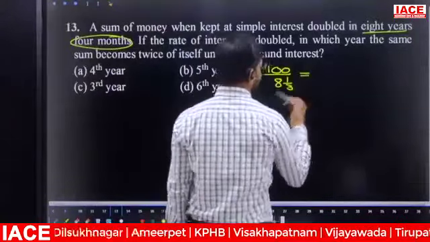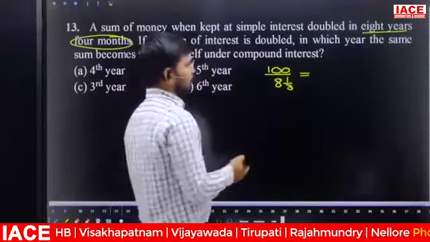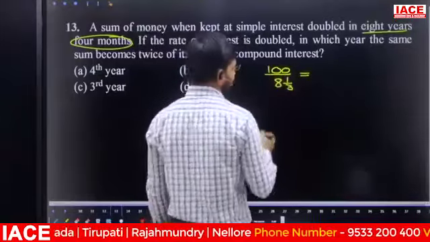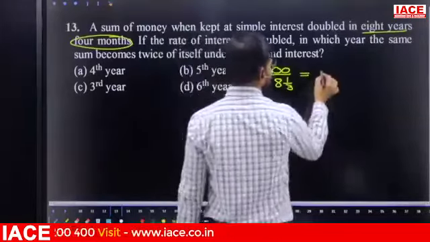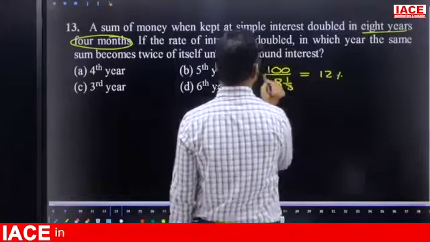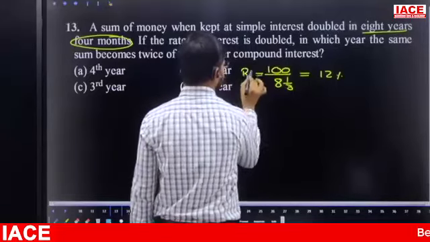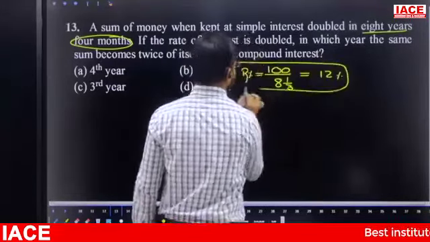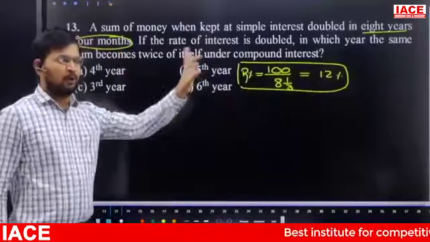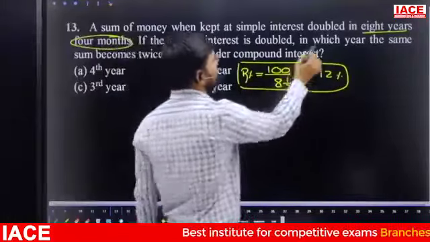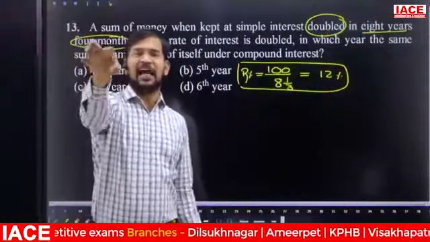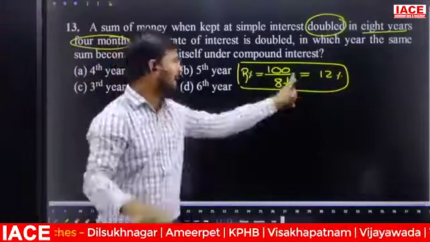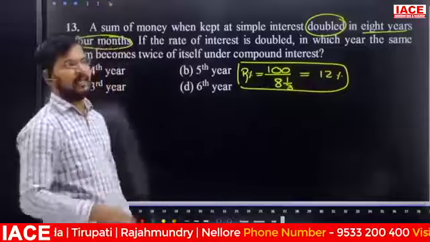So 8 1/3 goes into 100 how many times? It is exactly 12 times, since 12 times 8 is 96. Therefore, the rate of interest is 12%. So a sum of money at simple interest doubles means amount is 200, interest is 100 rupees, in 8 1/3 years. 1 year interest is 12%. All of you clear? Rate of interest is 12%.